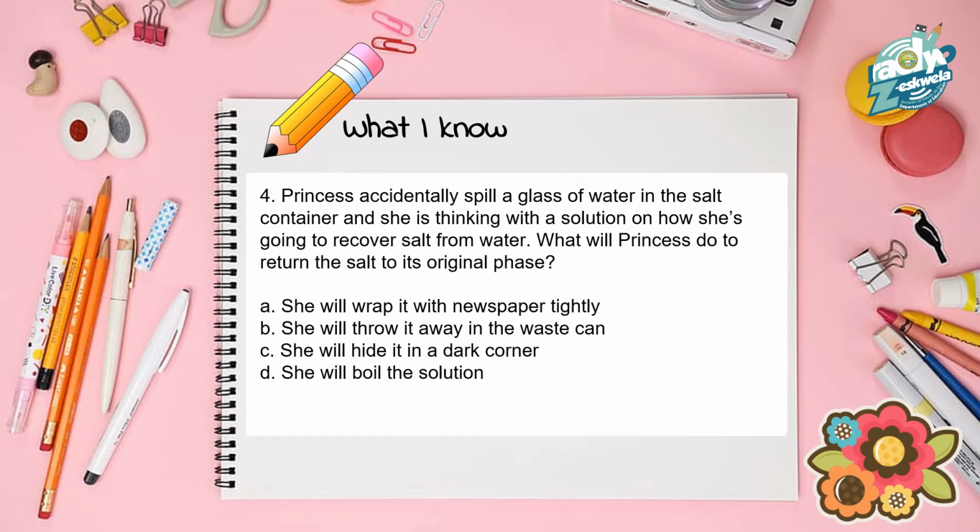Again, number 4. Princess accidentally spilled a glass of water in the salt container, and she is thinking with a solution on how she's going to recover salt from water. What will Princess do to return the salt to its original phase? A. She will wrap it with newspaper tightly. B. She will throw it away in the waste can. C. She will hide it in a dark corner. D. She will boil the solution.